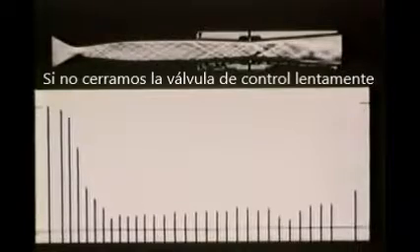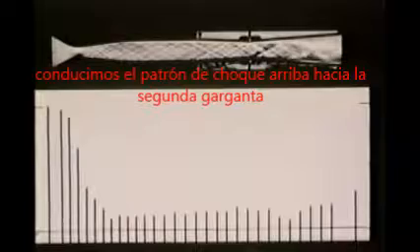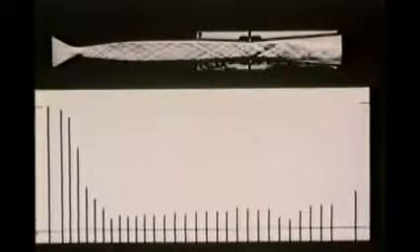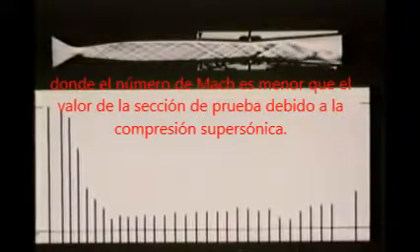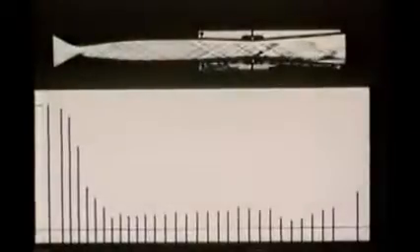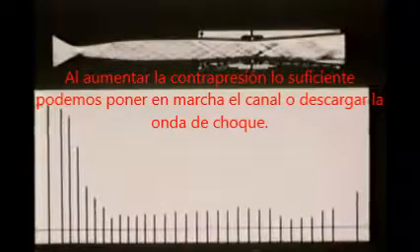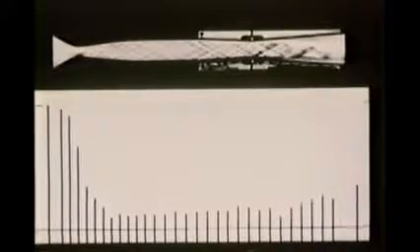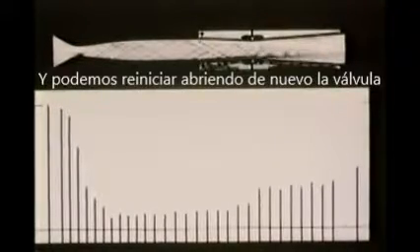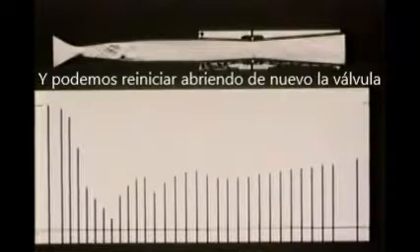If we now close the control valve slowly, we drive the shock pattern upstream toward the second throat, where the Mach number is lower than the test section value because of the supersonic compression. By increasing the back pressure sufficiently, we can unstart the channel or disgorge the shock wave. And we can restart by again opening the valve.